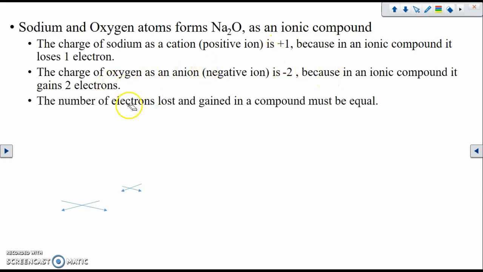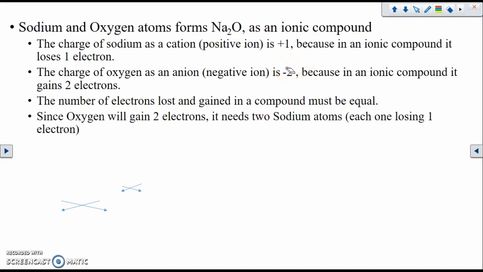The problem is the number of electrons lost and gained in any compound must always be equal. So right now, someone is only losing 1 and someone's gaining 2. This is not Hogwarts Castle where things happen by magic. So the way you balance it, so oxygen gets its 2 electrons, is by having 2 sodiums, as indicated in this molecular formula. So there are 2 sodiums and 1 oxygen atom in sodium oxide.